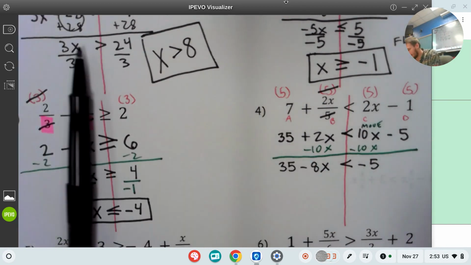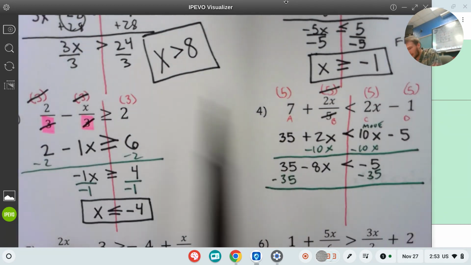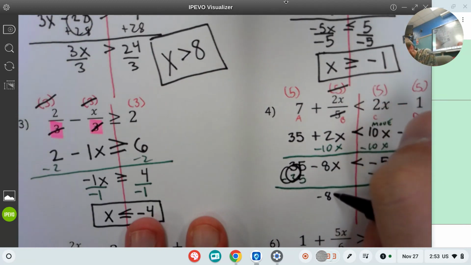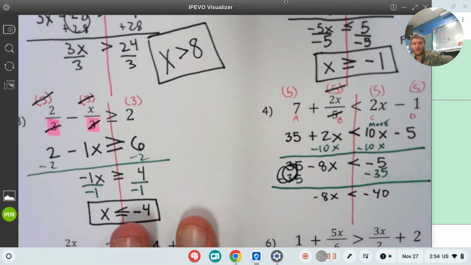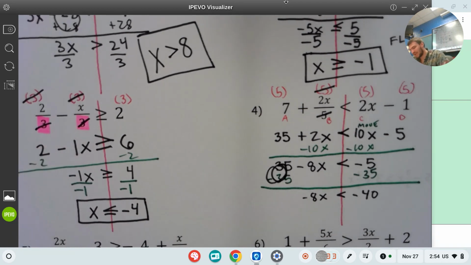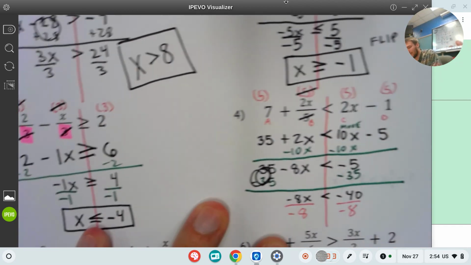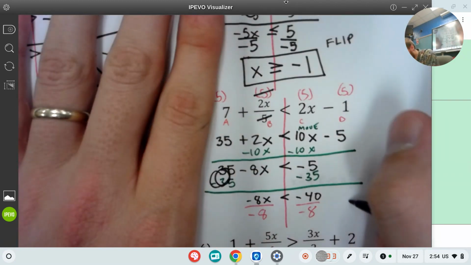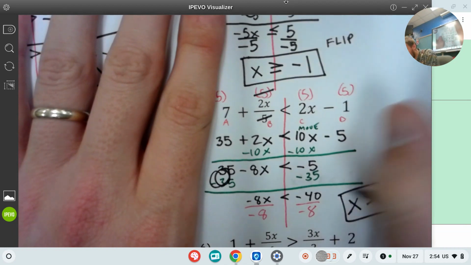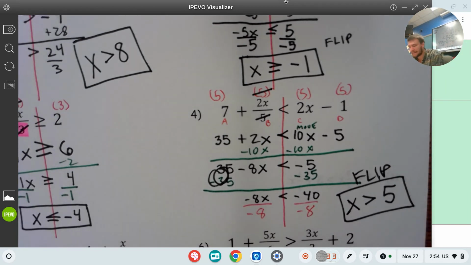What do you want to move next? 35. You guys are just doing a great job, especially for a Monday. You guys are doing awesome. Minus 35 on both sides. Subtracting 35 from both sides. And we're going to finish this question just like we finish every single question. Divide by negative 8. Divide by negative 8. Do we need to flip the sign? Yes. So we're going to have x is greater than, because we had to flip it, positive 5. Because two negatives makes a positive. All right, we're killing it.